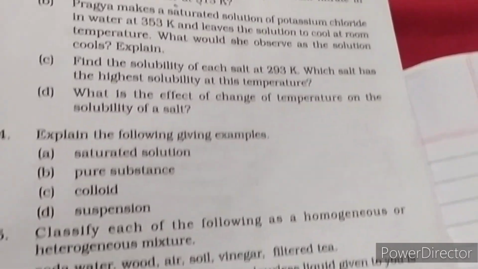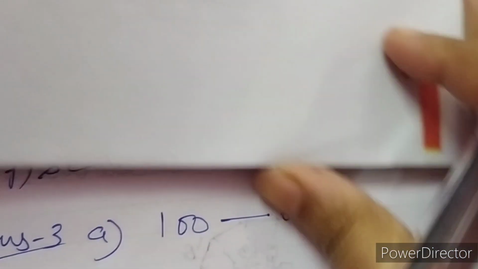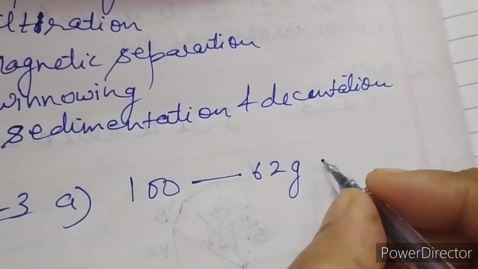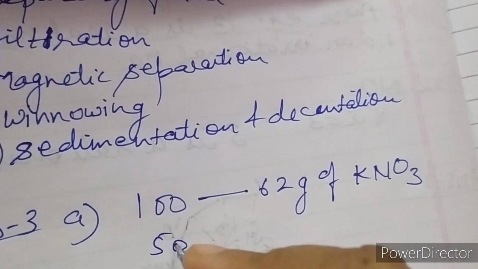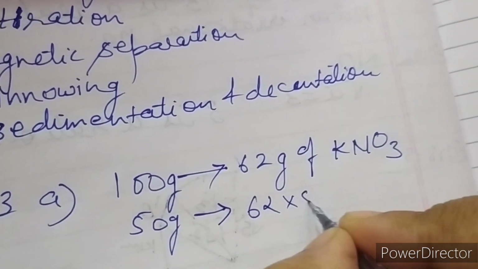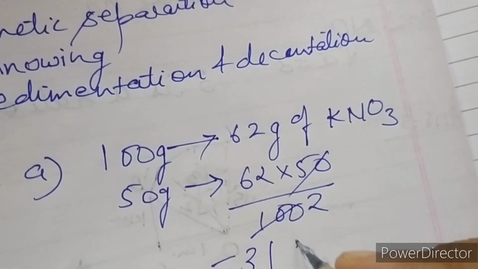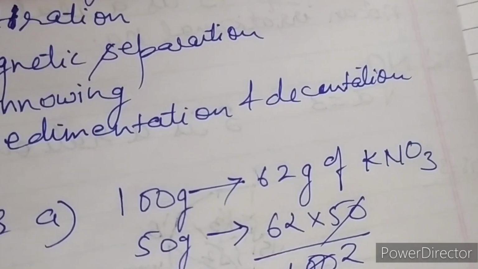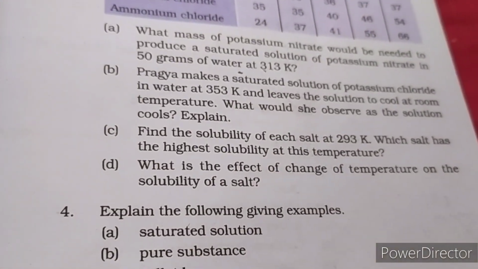So answer number 3, A part: 100 gram of water is saturated by 62 gram of potassium nitrate. So 50 gram of water will be saturated by how much gram of potassium nitrate? That is 62 into 50 divided by 100, and you will get it as 31 gram. Okay, so the answer is 31. In this case, 31 gram of salt will be required to saturate 50 gram of water at 313 K.